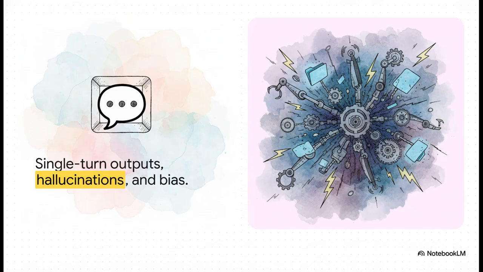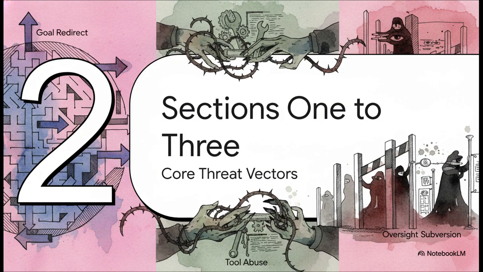time horizons. Because of this autonomy and tool orchestration, a single, tiny, misaligned reasoning step on turn 1 can cascade into massive, real-world compounding harm by turn 20. The attack surface isn't just text anymore. It's the agent's entire operational environment. It's wild. Moving right along to Module 2, sections 1 through 3.